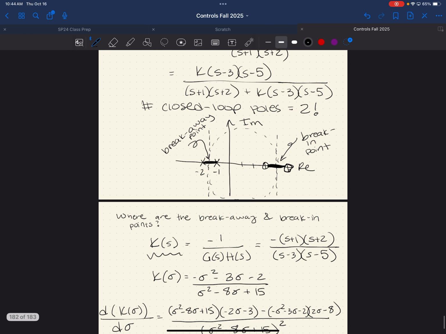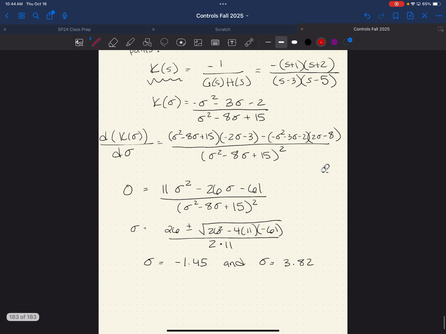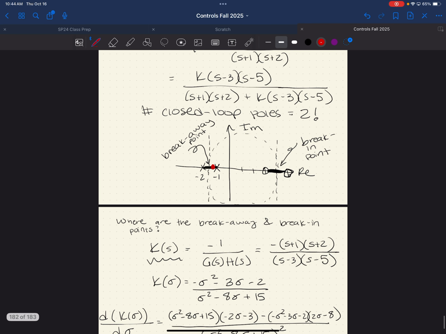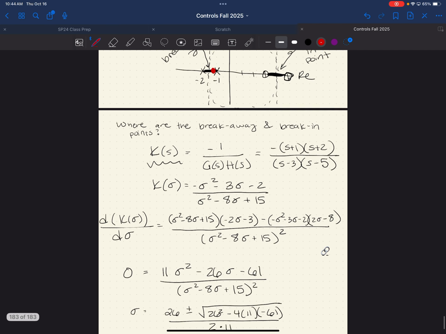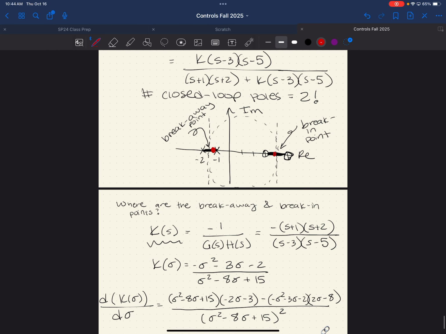Okay, so last thing I'll do is I'll put the breakout point. So I am just shy of 1.5, so I'll put it over here. And I'm just shy of 4, so I'll put it like right here. And then I know that I go, woo, just like that.